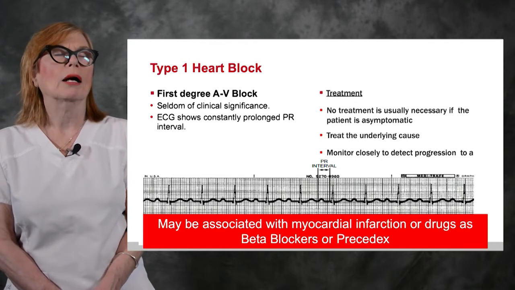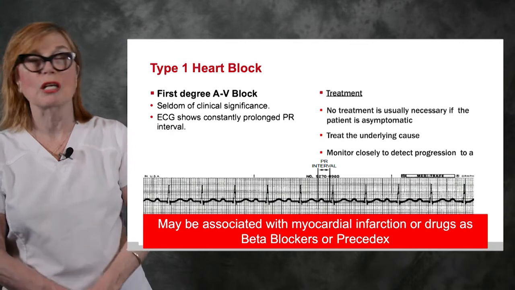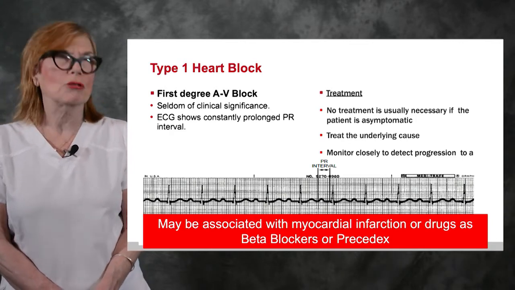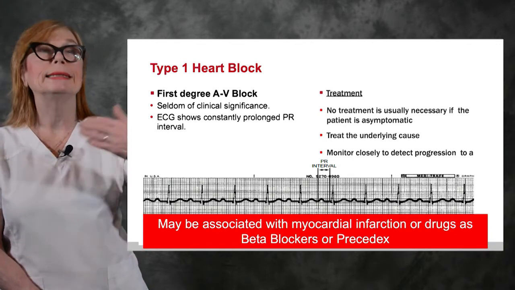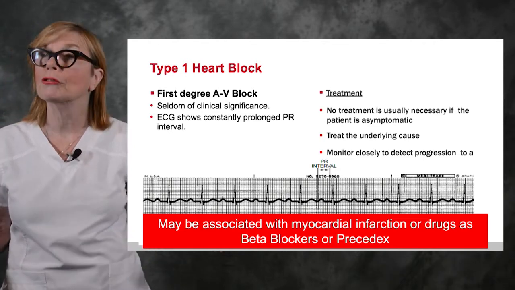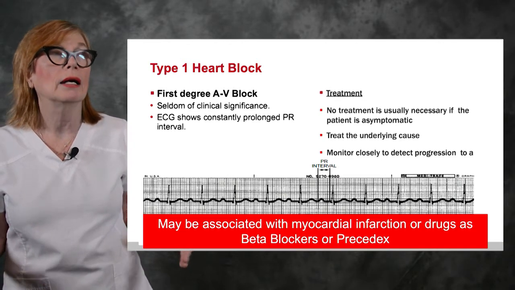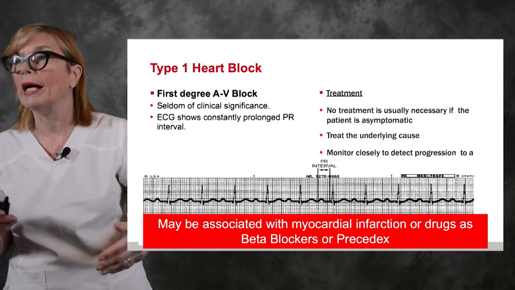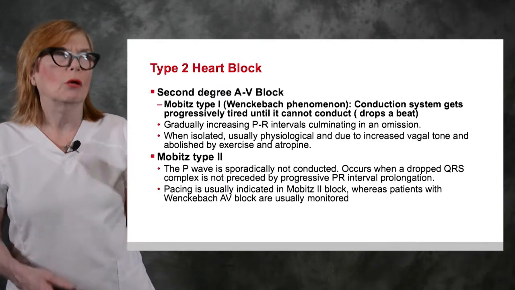So then we move to type 1 block. Type 1 heart block. Sorry, we were already there. This is just a summary slide. It's really generally not clinically significant, but during COVID-19, it may be a presentation of myocarditis, and we see that prolongation of the PR interval. Just remember, we're going to monitor closely to detect progression to a higher level of block. And again, type 1 heart block may be caused by myocarditis, myocardial infarction, therapeutic intervention, beta blockers, or Precedex.